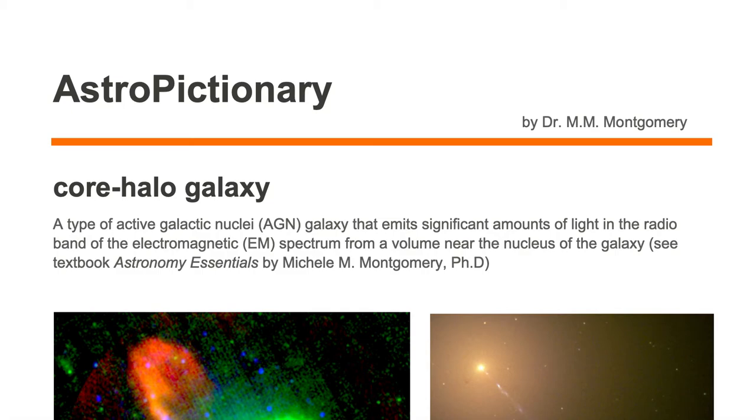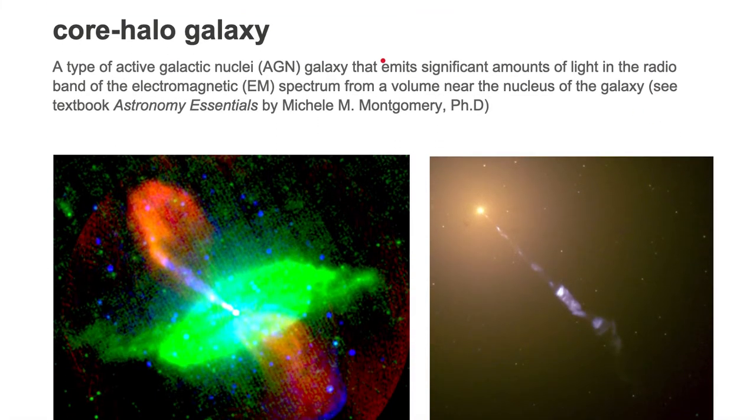A core halo galaxy is a type of active galactic nuclei galaxy that emits significant amounts of light in the radio band of the electromagnetic spectrum from a volume near the nucleus of the galaxy. Let's take a look at an example of a core halo galaxy, which is the image shown on the right. We have a lot of radio emission coming from a volume near the nucleus of the galaxy, which is this yellow region that you see, as viewed from the Hubble Space Telescope in the visible band of light.